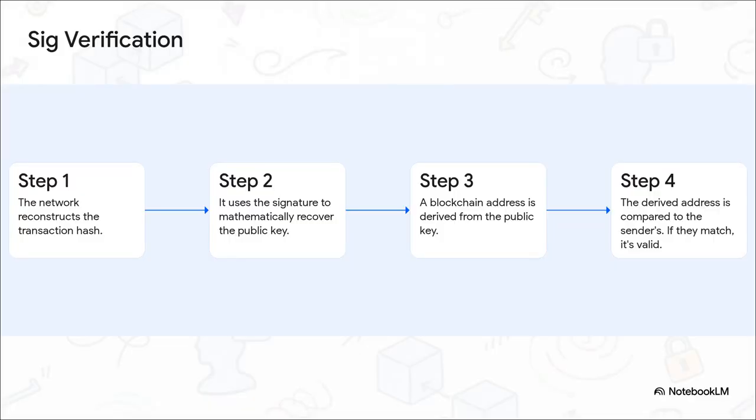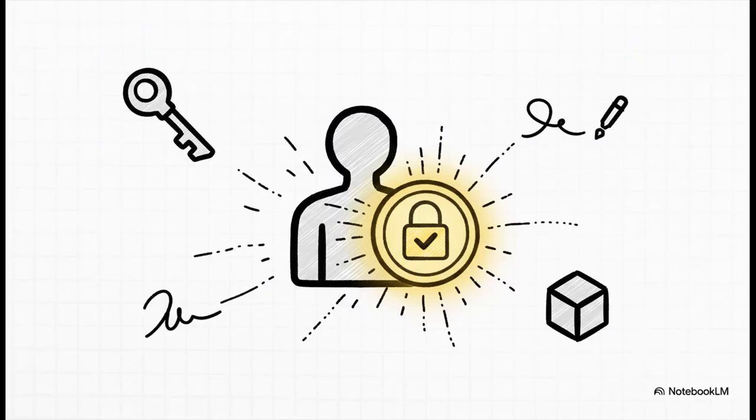All right, so how does the network actually do this? It follows this really clever four-step process. First up, it rebuilds the unique fingerprint of the transaction, what we call the hash. Step 2, it takes your digital signature and uses some pretty cool math to recover your public key. Then, from that public key, it figures out your blockchain address. And for the final step, it just compares that address it figured out with the address of the sender. If they match, boom, it's valid. The whole thing is a mathematical proof from beginning to end. And the result of all this is pretty profound. Your identity on the network isn't just something you claim it is. It's a mathematical certainty. It's proven by pure cryptography with every single thing you do.